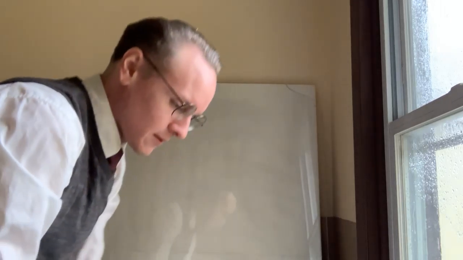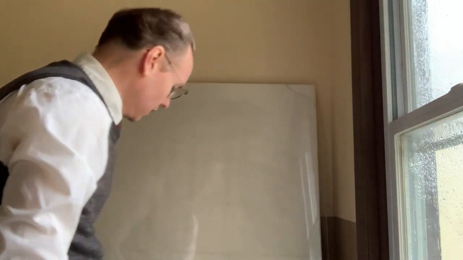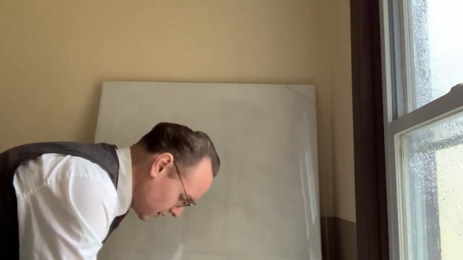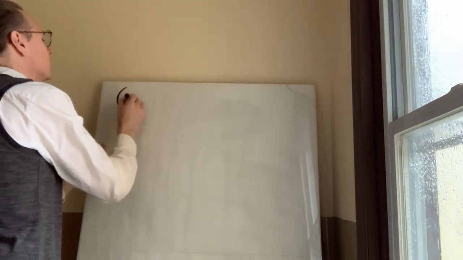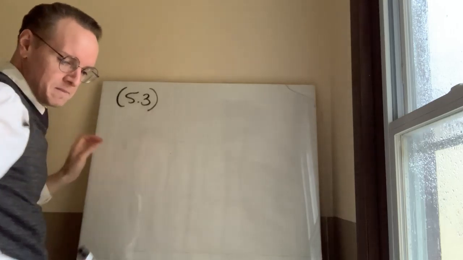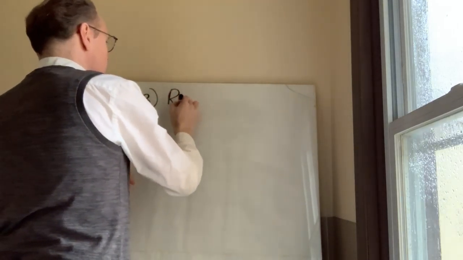Let me put this aside. I'm going to put that on the floor if I don't have to. Okay, let's see. Here is basically a rundown of the material that we have to cover. This is section 5-3, and this is about rational numbers.